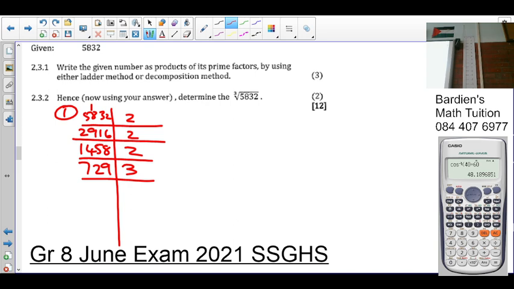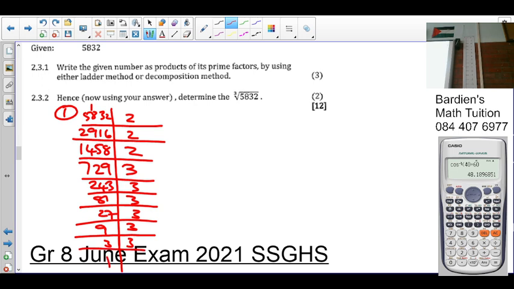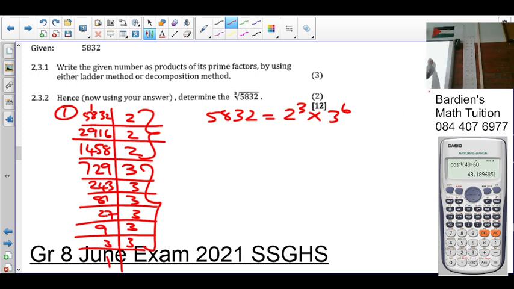3, 243. 3, 81. 3, 27. 3, 9. 3, 3, 3. So in other words, 5832 can be written as 2 cubed, that's three 2's, times six 3's. So these products are its prime factors. Okay. Decomposition method, I'm sure you guys know what to do there.